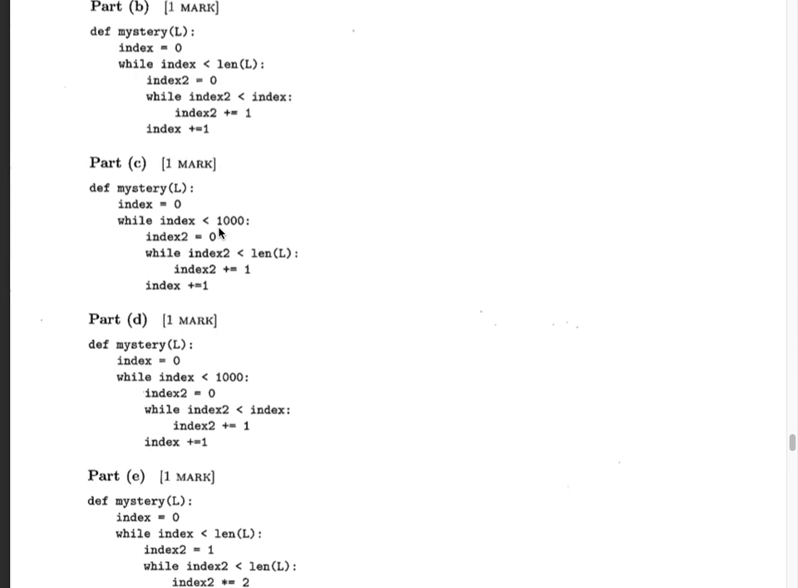I could even try to trick you worse and make that number bigger, like 10 to the power of 50. It doesn't matter. It's huge, still constant. So the outer thing is constant, and the inner thing counts to n. So we really have 1,000 times we've done something that costs n. We don't care about coefficients, so it's n. Okay, D.